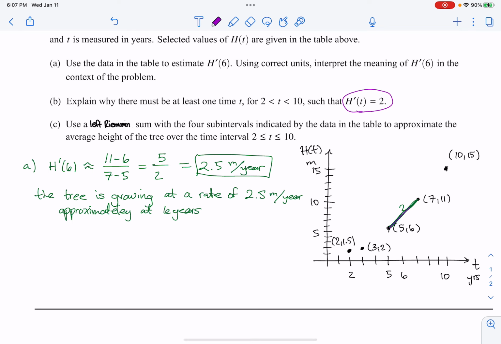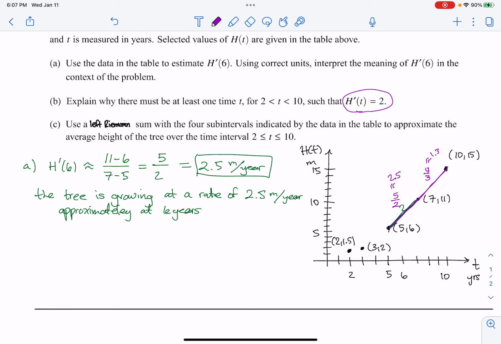And so we can try to calculate maybe some slopes here. Like for instance, this line we drew over here, right? Let's do a quick slope. That's 11 minus 6 over 7 minus 5. That's going to be 5 over 2 for this slope. It's not going to work. What about this one? 15 minus 11 is 4. 10 minus 7 is 3. That's 4/3. Okay, so this slope over here is approximately 2.5. This one is approximately 1.3. So we do know it's going to happen somewhere, right?